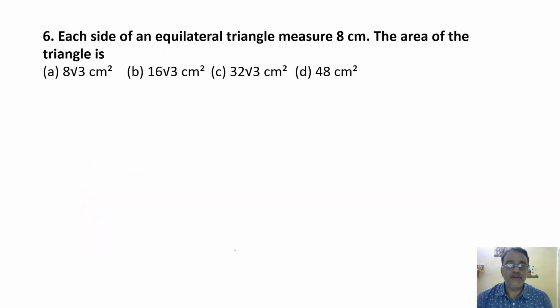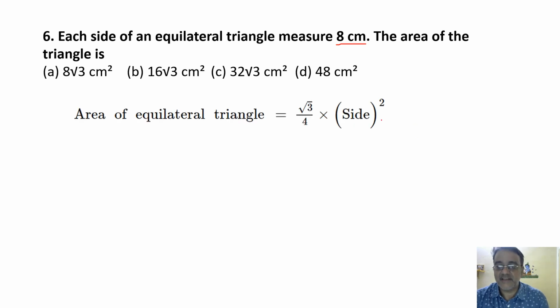So now we are moving toward question number 6. Each side of an equilateral triangle measures 8 centimeter. The area of the triangle is dash. What is the formula for the area of an equilateral triangle? Root 3 by 4. Right, root 3 by 4 a square, that is side square. So side is given 8. So root 3 upon 4 into 8 square. 8 square is 16. So 16 we can cancel it by 4.